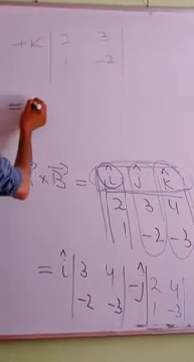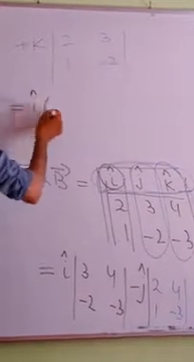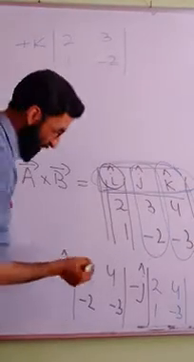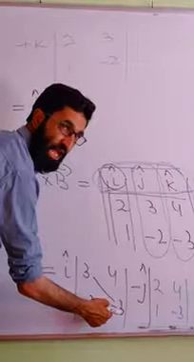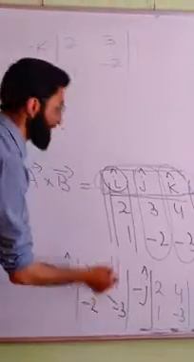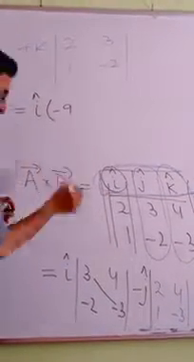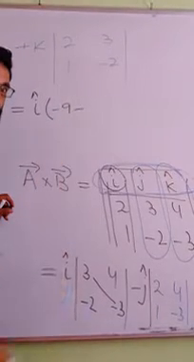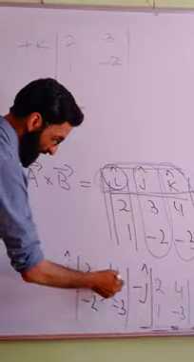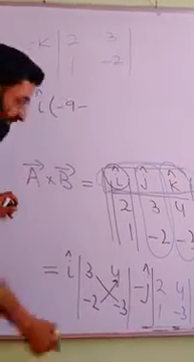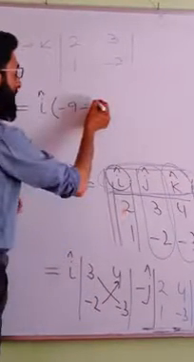We will write i cap. Now first we have to take the product of these two. 3 into 3 is 9. But it comes out to be minus 9, because from the formula we take minus. And then the multiplication of these two: 4 twos are 8. This is minus 8.